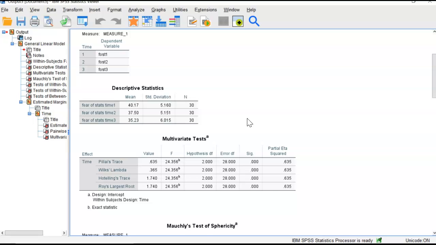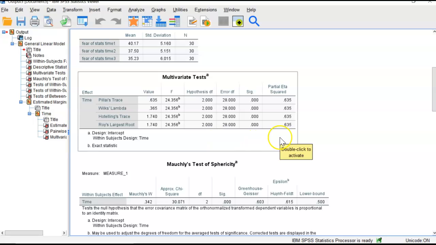Under the multivariate tests box, what we're interested in is the Wilks lambda, so that's the second one, and the associated probability value in the significance column. And what you see is this is below 0.05. So you've got a significant Wilks lambda value. You also want to look at the partial eta squared. So the Wilks lambda, which the p-value is less than 0.05, so we can conclude that there's a significant effect for time.